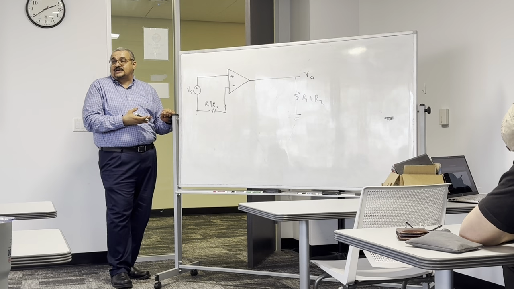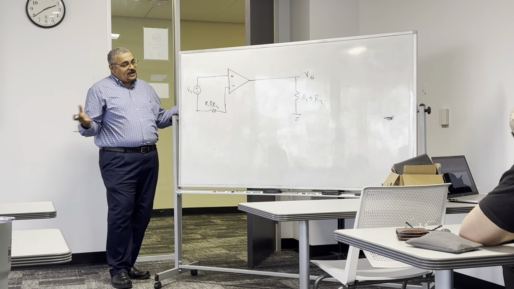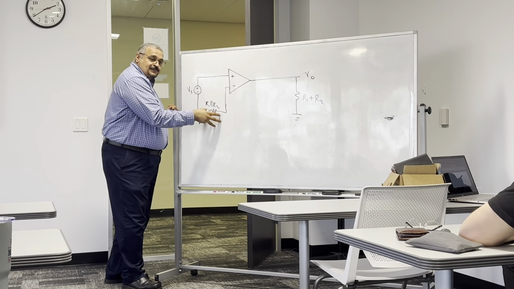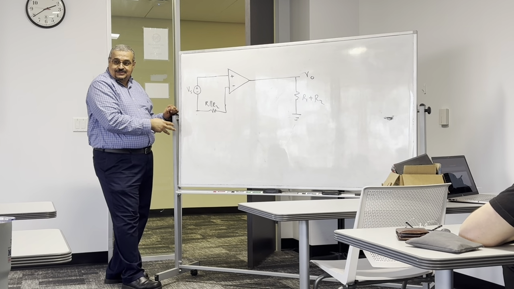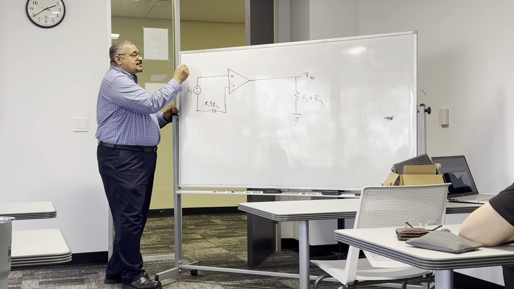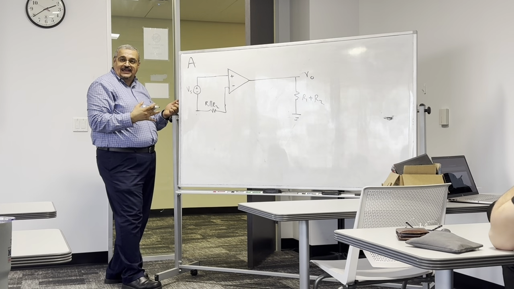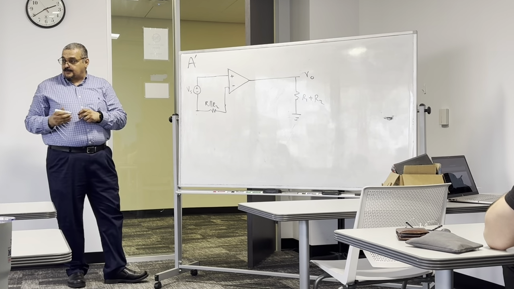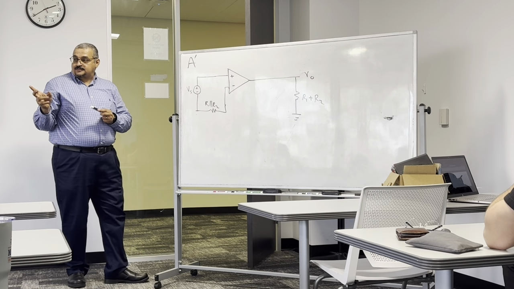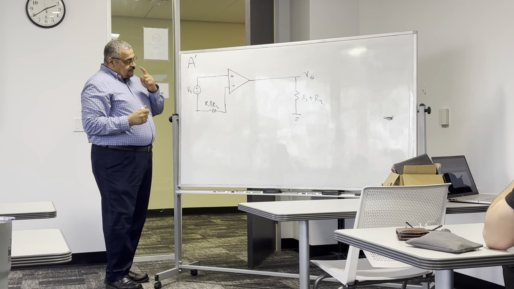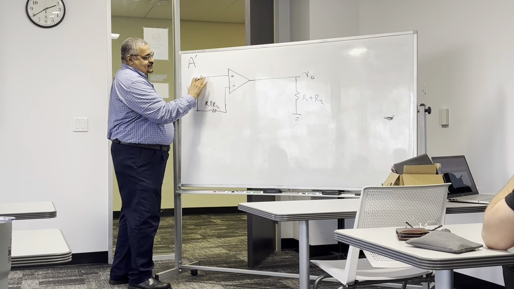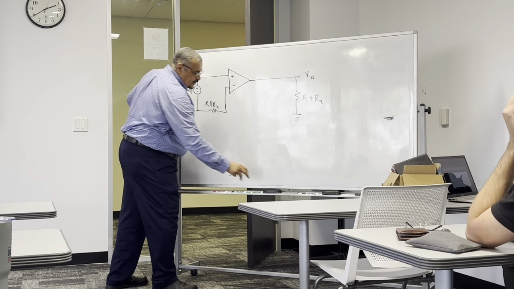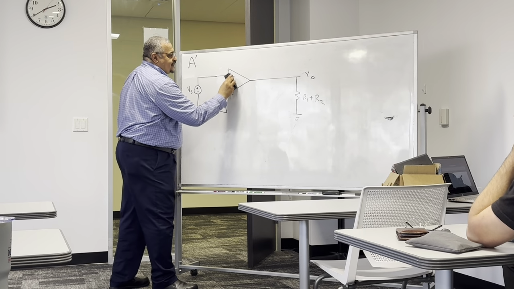Does it have any feedback? No. Nothing is fed from the output back to the input. But does it have the effect of feedback? Yes. Okay? So this is not the original amplifier A. This is called A prime. Okay? Question? Okay. Now, if you have an RS, it has to be here, right? If you have RL, it has to be here. Then the next step is to replace this with its model.